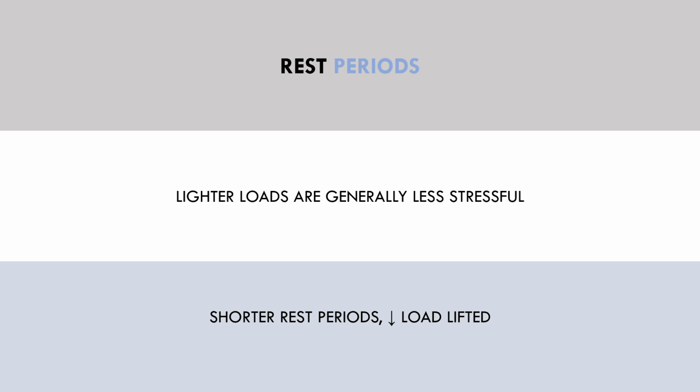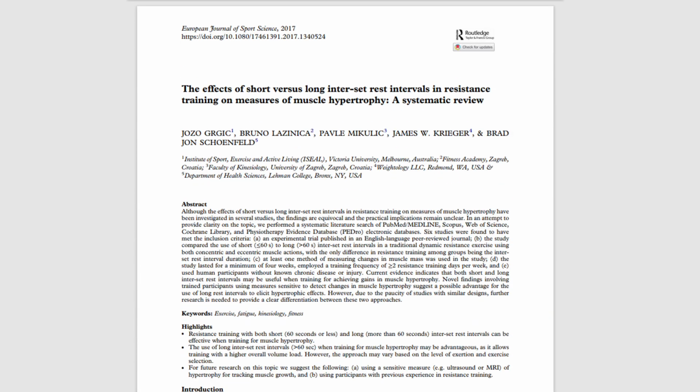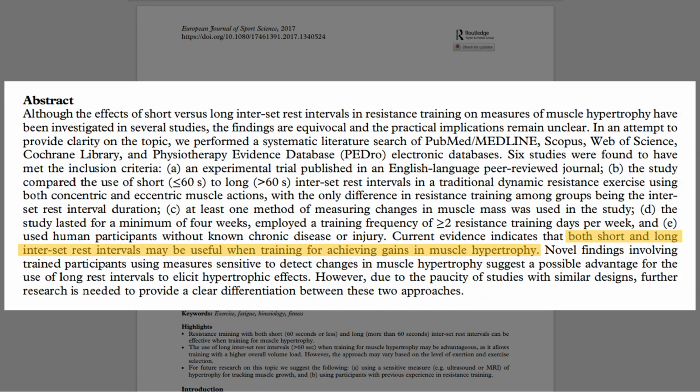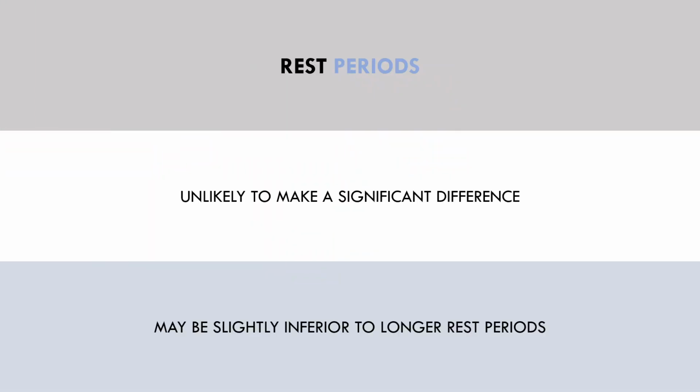This systematic review concluded that when sets are taken close to failure, there doesn't seem to be much difference when comparing different rest periods. However, they did find a slight trend in favor of longer rest periods. This suggests that while shortening rest periods is likely to make minimal difference in hypertrophy outcomes, it may be slightly inferior compared with longer rest periods. However, if it allows trainees to train pain-free, then this is obviously a net benefit.